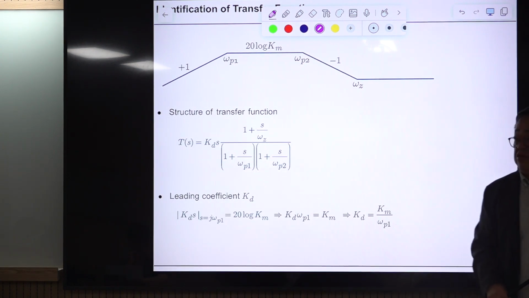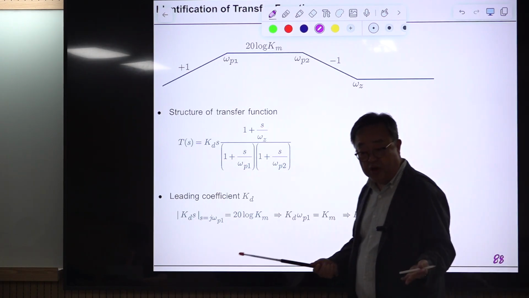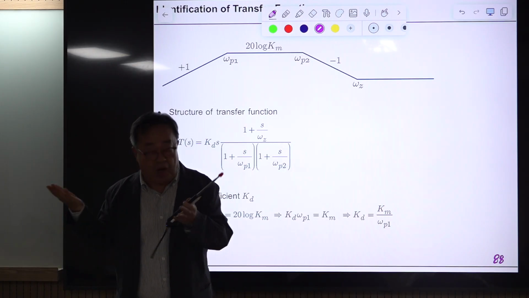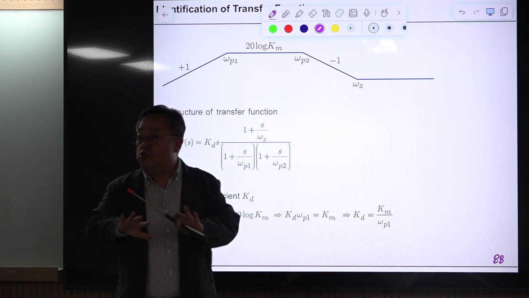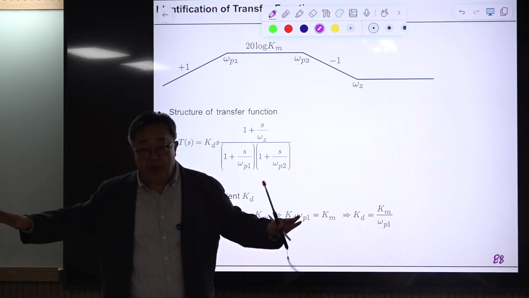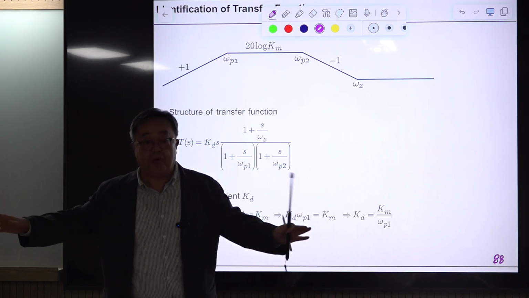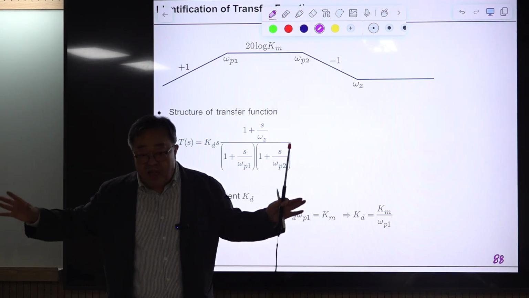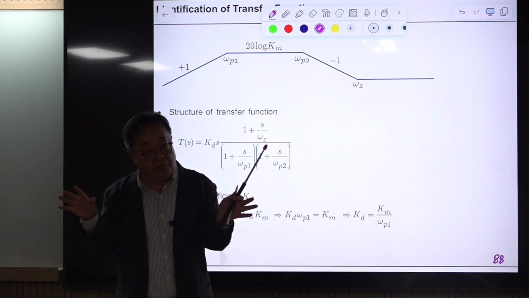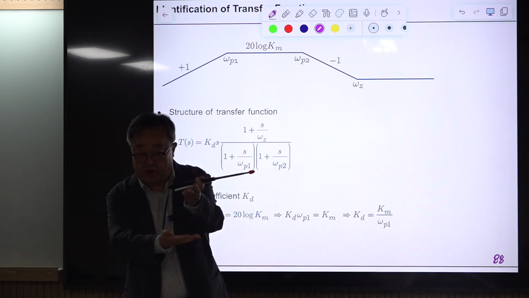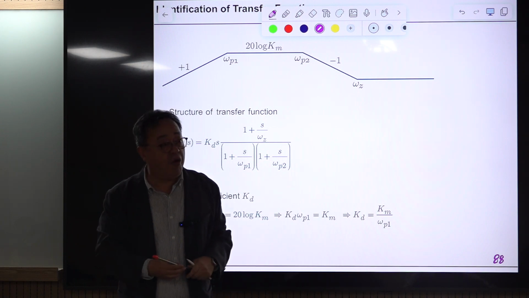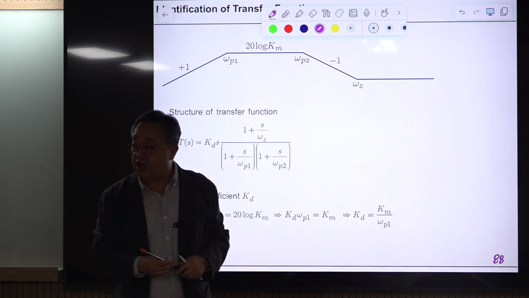Many cases, you need to manipulate a transfer function. You need to divide two transfer functions, and you need to multiply two transfer functions. Then you plot each transfer function, asymptotic plot, and if you are multiplying two transfer functions, then you add the magnitude curve. If you divide two transfer functions, then you subtract the asymptotic plot of two transfer functions. That is the way of doing some algebra using asymptote.